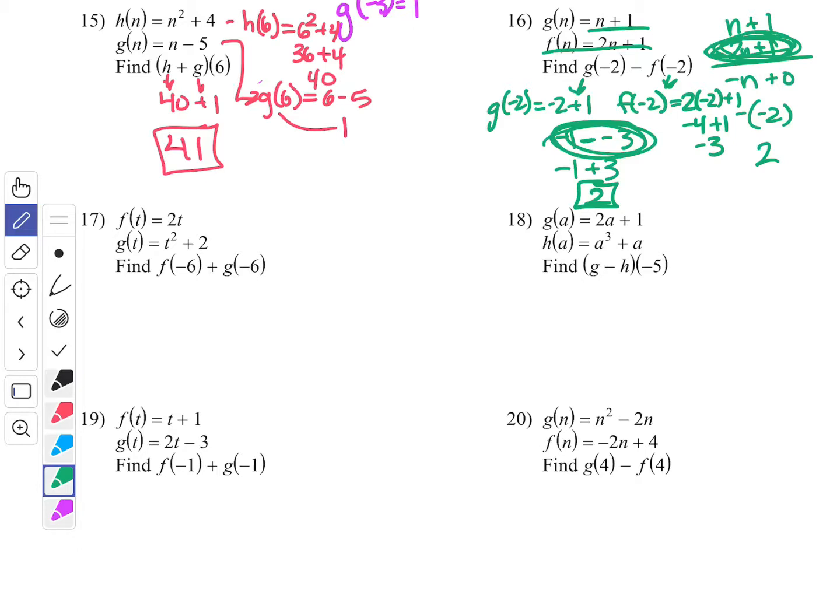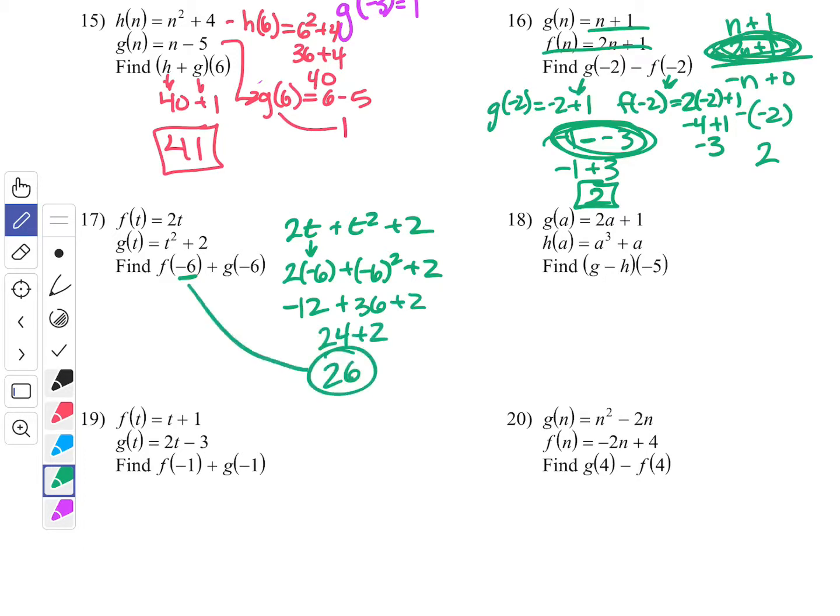But at the end of the day, it really doesn't matter if you go 2t plus t squared plus 2 and then plug in negative 6. In this case, it's a lot easier to combine them first, I think, than to do them separately, based on what we have going on here. Whereas other times, especially with subtraction, you don't mess up the negatives there. Sometimes it's easier to do it this way. It just depends on which version you like.